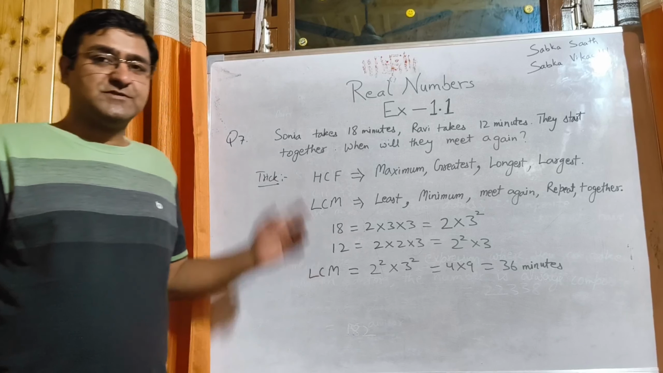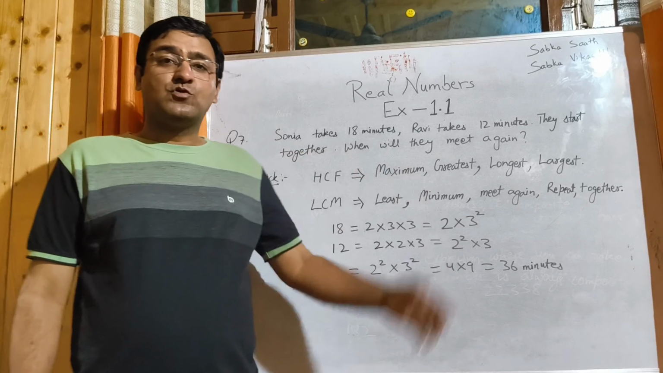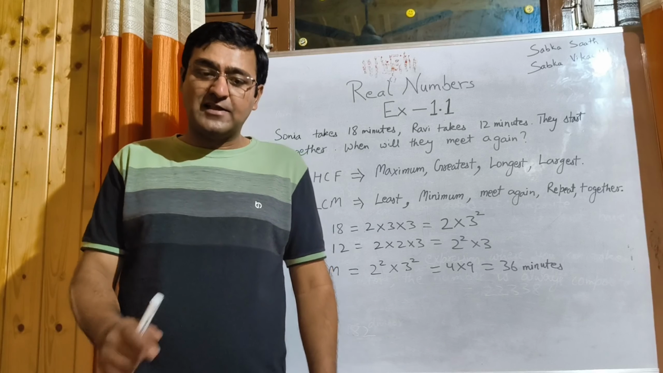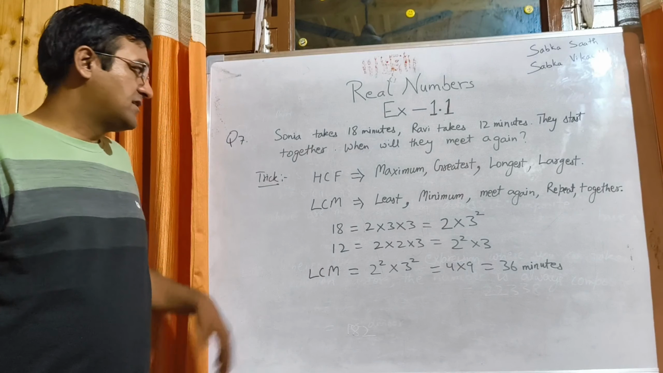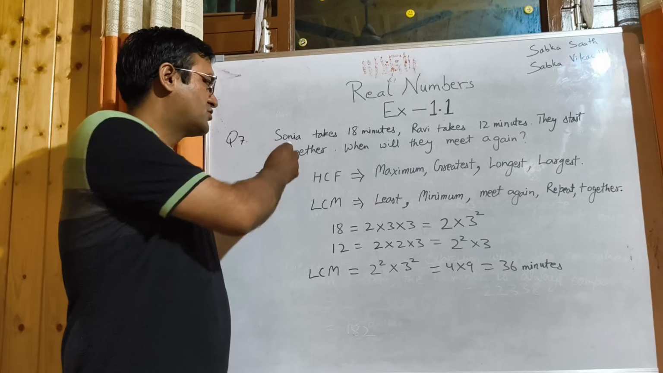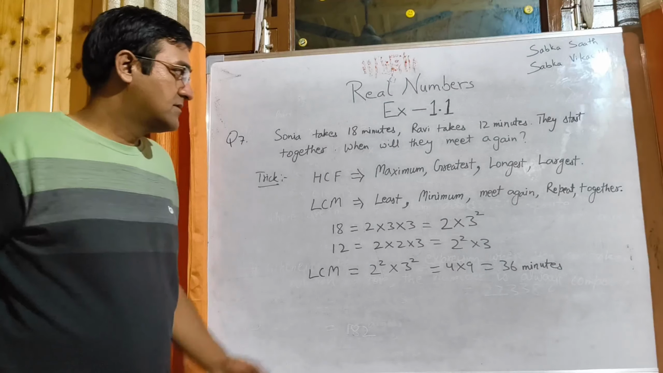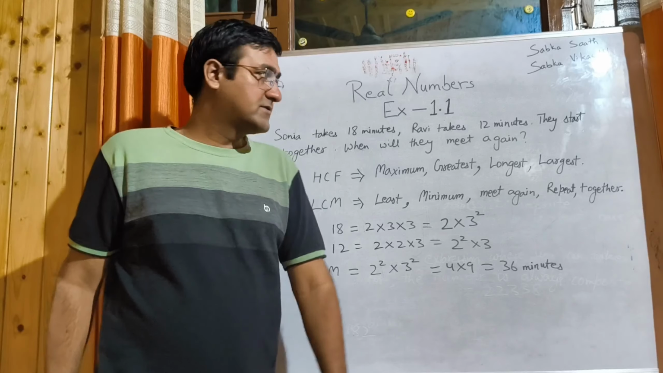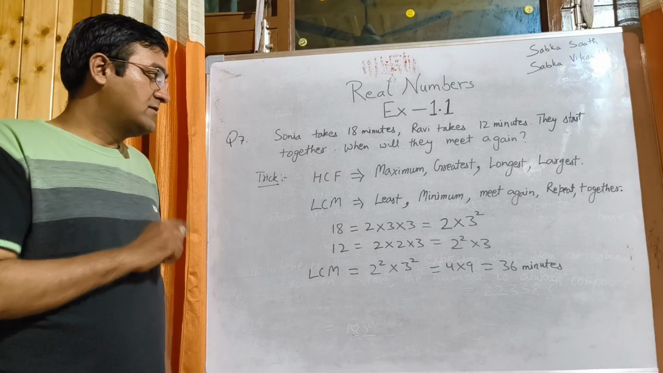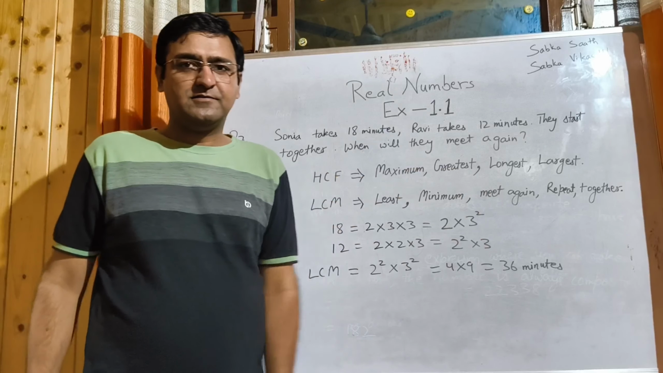Let's move on to question number 7. So now this type of a question is the real life application of LCM. Let's see what's given in the question. Sonia takes 18 minutes. Ravi takes 12 minutes. They both start together. When will they meet again?